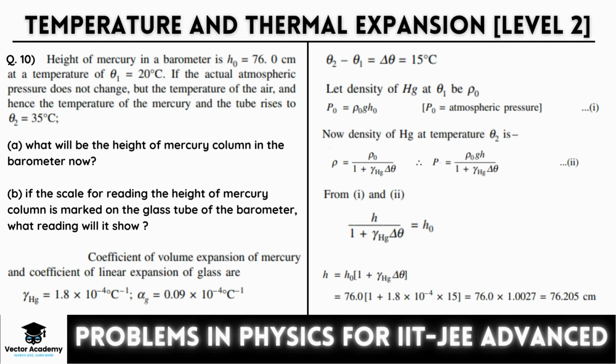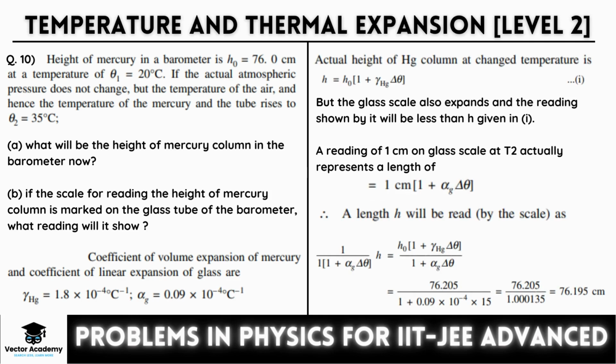From 1 and 2, we can equate P initial equals P final, which gives new height of mercury column in the barometer, h equals 76.205 cm.